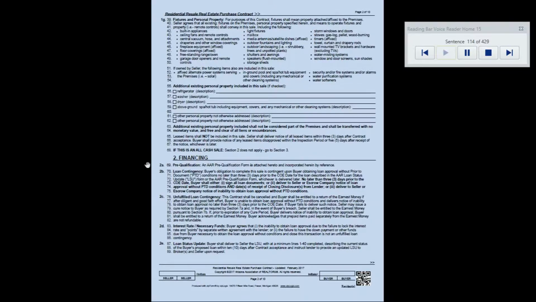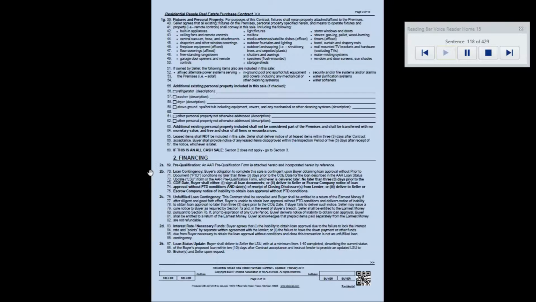2. Financing. 2A. Pre-qualification. An AAR pre-qualification form is attached hereto and incorporated herein by reference. 2B. Loan contingency. Buyer's obligation to complete the sale is contingent upon buyer obtaining loan approval without PTD (prior to document) conditions no later than 3 days prior to the COE date for the loan described in the AAR Loan Status Update (LSU) form or the AAR pre-qualification form, whichever is delivered later.